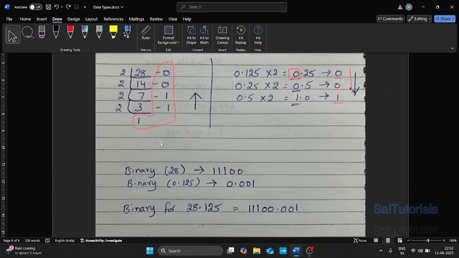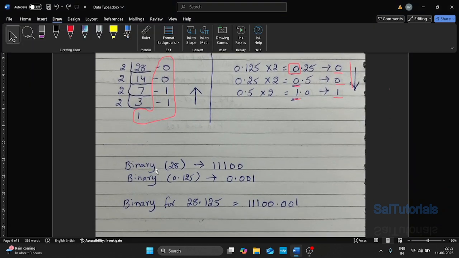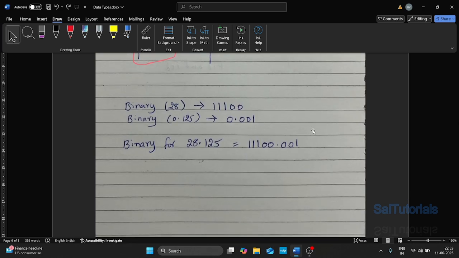And here, the binary value for 28 is 11100, and the binary format for 0.125 is 0.001. Now we have to combine them. So the binary format for 28.125 is 11100.001. Here we have to keep the 0 and the dot, because these are the decimal values. So now we have successfully converted the decimal value into binary format.